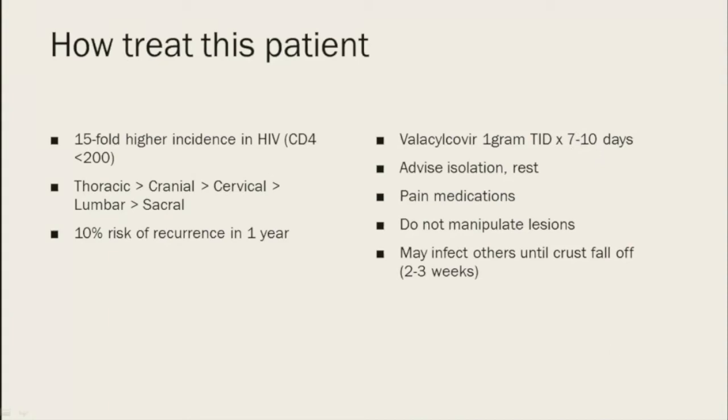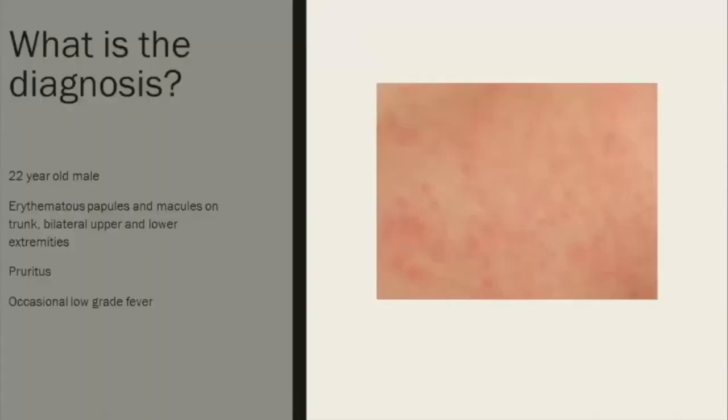So you should advise your patient na mag-isolate siya kasi pwede naman siyang makahawa, especially if immunocompromised din yung mga kasama niya. So yung mga buntis, sanggol, or ibang may mga malulubhang sakit, sila yung dapat mag-avoid dun sa patient natin. Okay, you can also give pain medications and tell the patient not to manipulate the lesions, and the patient may infect others until the crusts fall off, which takes about 2 to 3 weeks.